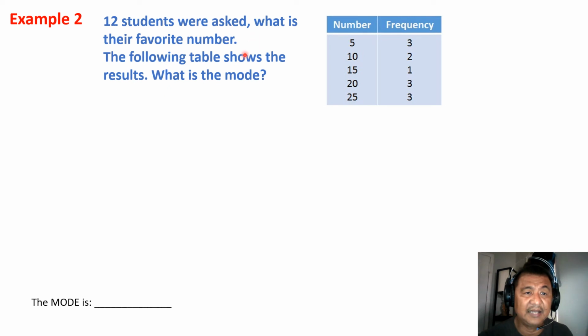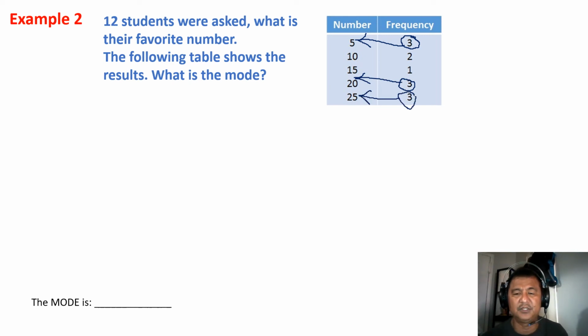12 students were asked what their favorite number is. The following table shows the results. What is the mode? Now look at this. This is the frequency, meaning these are the 12 students. So this one student said, my favorite is 15. Based on the given table, which has the most number of students? 3 students said they want 5. 3 students also said 20. 3 students also said 25. There is no number here with a frequency greater than 3, but 3 is the greatest.